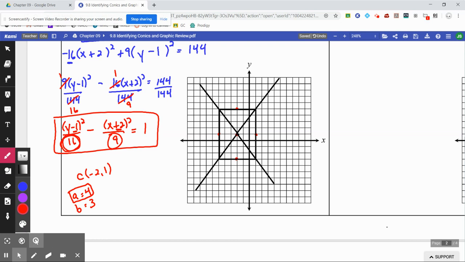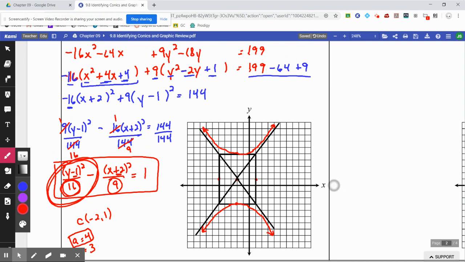So from here on out, it's just where do I draw my hyperbola? Again, reminder, since the y stuff is listed first, it's going to be a vertical hyperbola, which means you're going to come up here and draw the first part, and then you're going to come down here and draw the second part. So there's your hyperbola. And again, the red part is the only part of the hyperbola. The rest of it was just lines that we used to graph it.